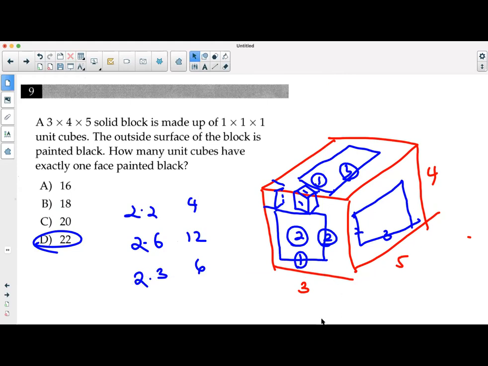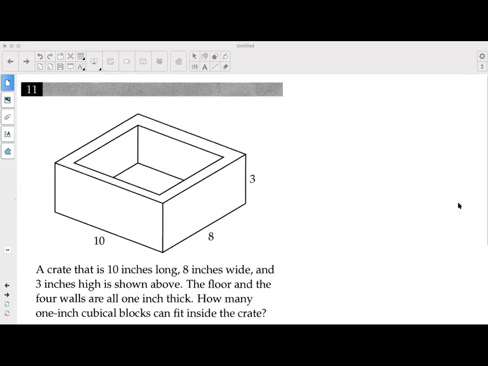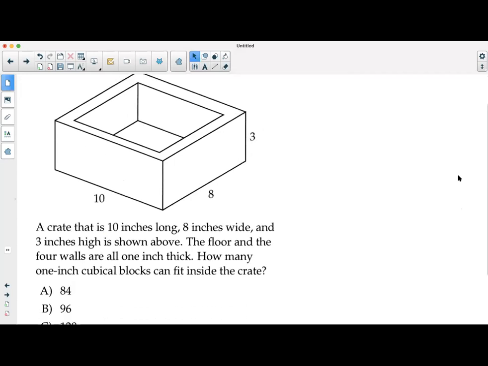All right, now number 11. So I have an empty box kind of thing, a crate that is 10 by 8 by 3 inches long, and the floor and all 4 sides are 1 inch thick. How many 1-inch cubes can fit into the crate inside?